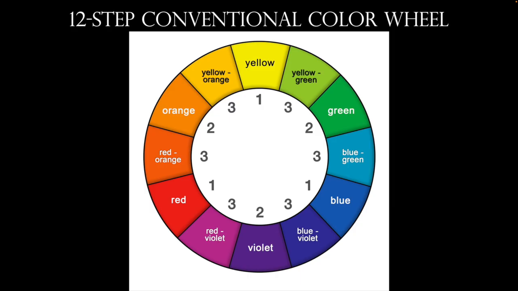We can also do some simple addition here. Red is primary, blue is primary, 1 plus 1. Red and blue mixed together is violet. There's the 2. When we want to make red violet, we mix 1 more part red. 1 plus 2 is 3. That's our red violet.